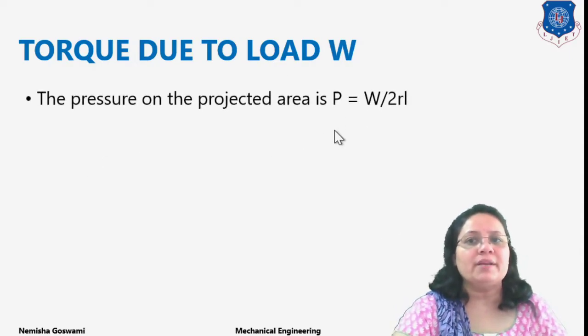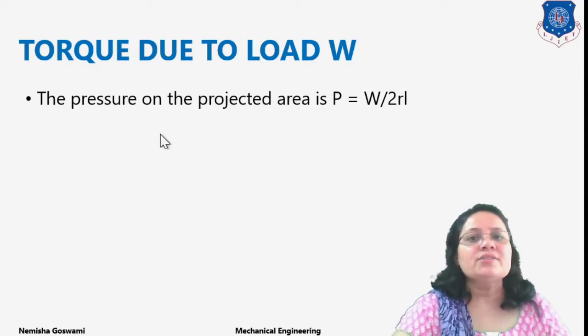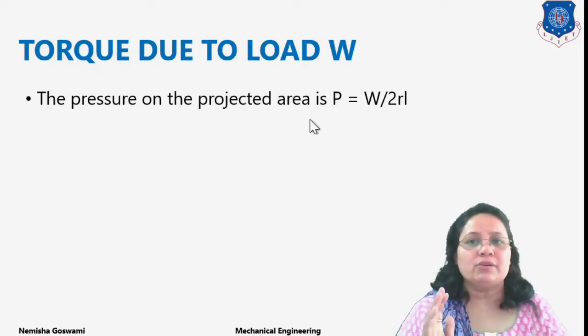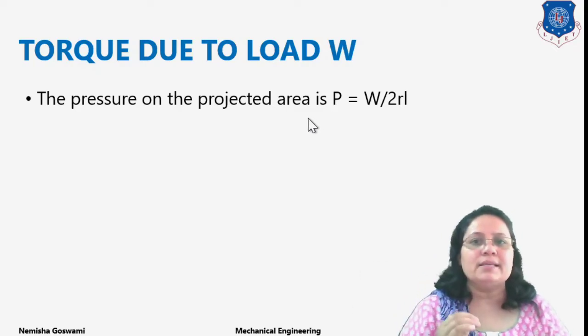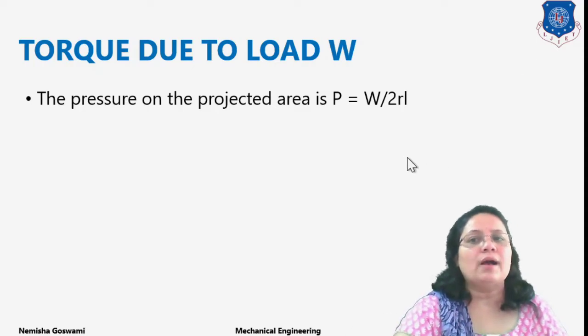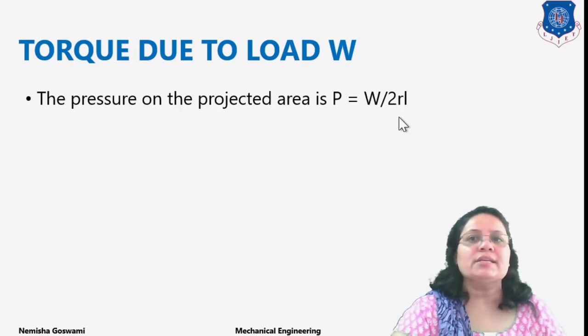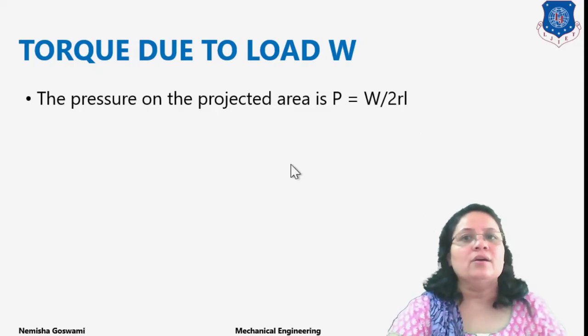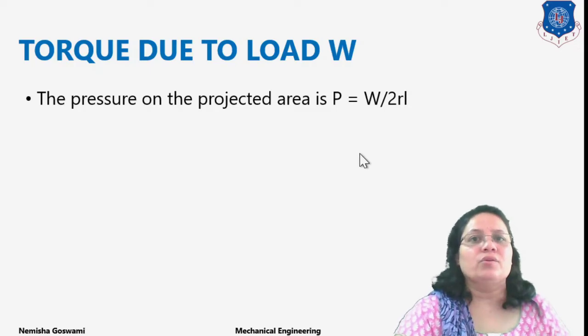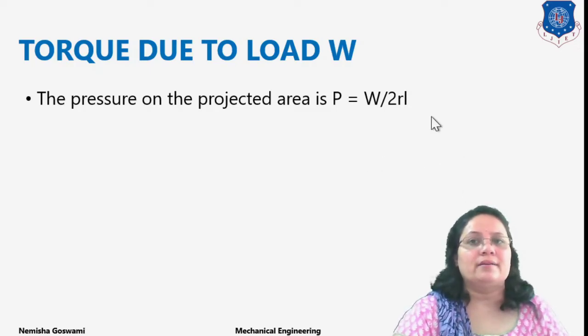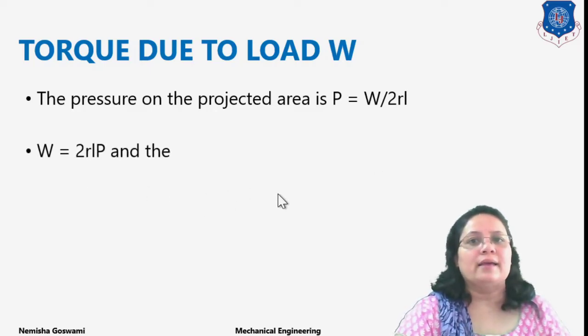So how will you obtain it? What was the pressure? Pressure is the load on the projected area. So how will you find out pressure? Pressure is equal to whatever amount of load is applied divided by the projected area. The projected area is D into L, which is 2RL. So pressure is equal to load divided by 2RL. Now what will be the value of load? So load is equal to P into 2RL, right?